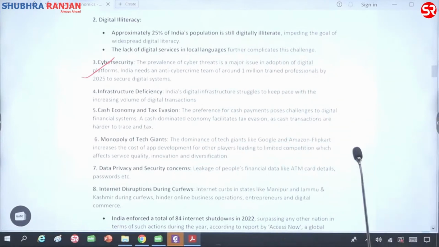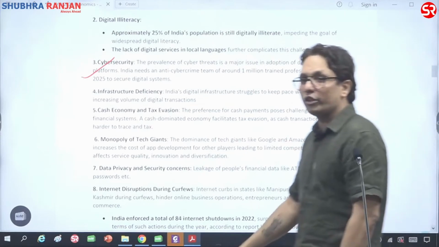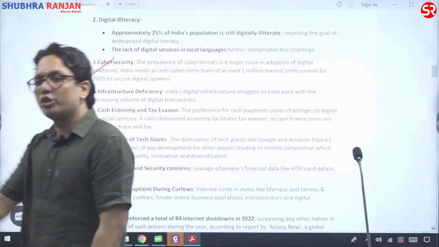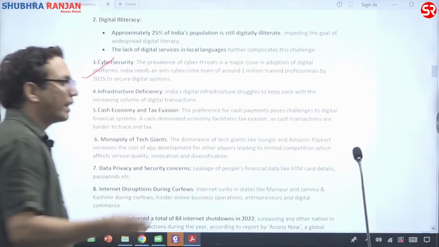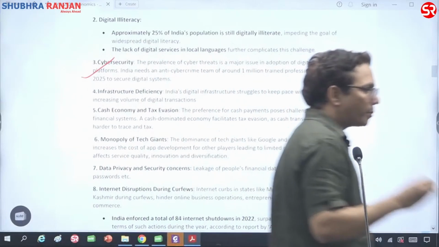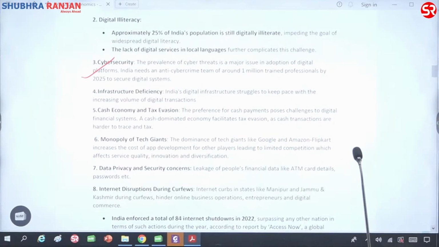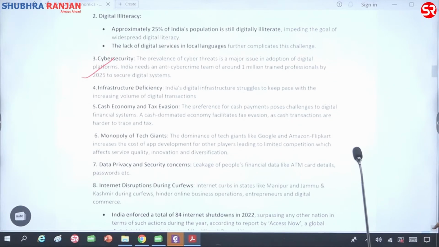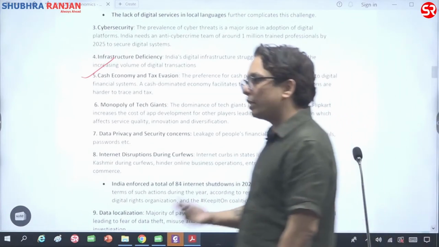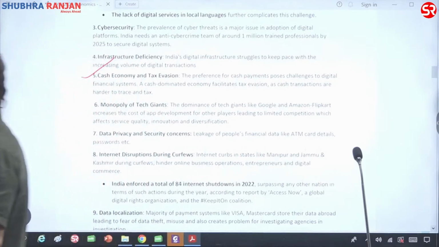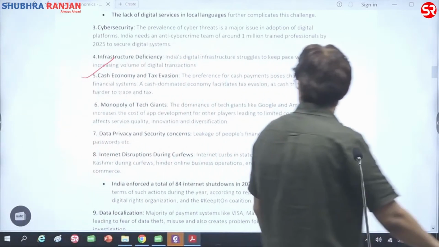And then cash economy and tax evasion. You go to Chandni Chowk, no one accepts Paytm over there. Everyone accepts cash because it helps people in tax evasion, right? So that's another challenge, cash economy and tax evasion. Another challenge is the monopoly of tech giants. We already have tech giants like Amazon, Google, Flipkart. It's very difficult to enter the system, right? Data privacy and security concerns, as I discussed earlier.